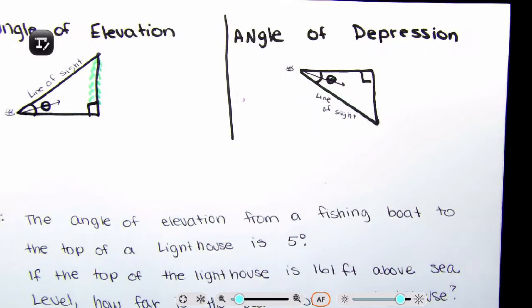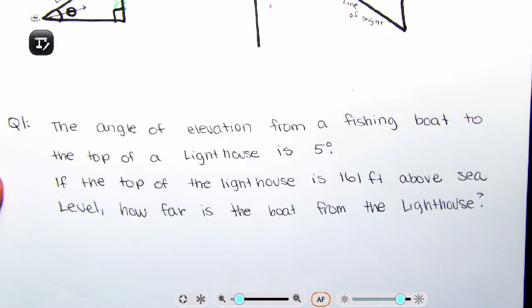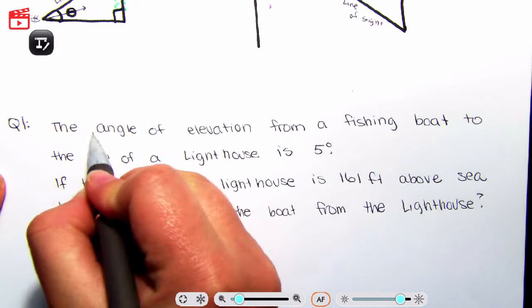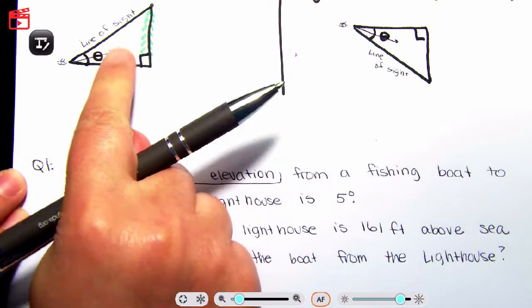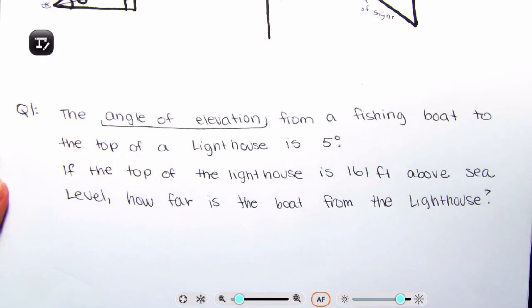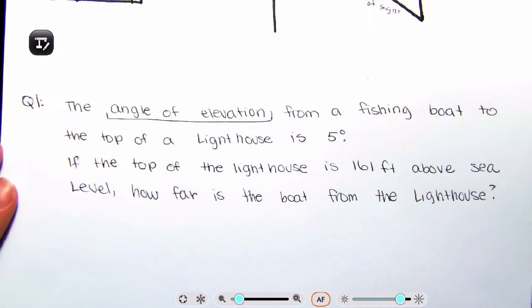Okay, so let's go ahead. Knowing that, let's jump into question number 1 here. The angle of elevation, so we already know that we're going to be using something that's going to look like this. The angle of elevation from a fishing boat to the top of a lighthouse is 5 degrees.